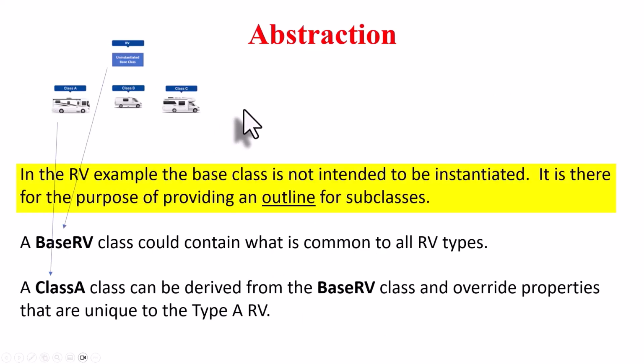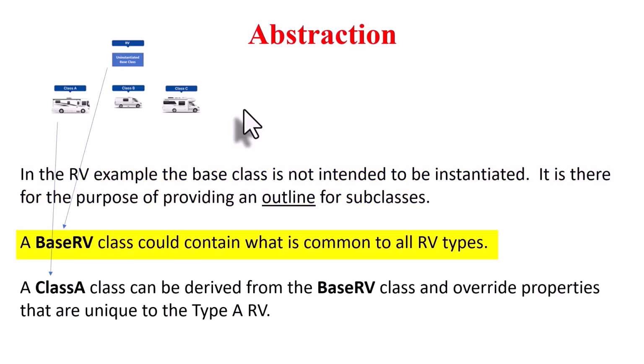Now, if you look at this in the RV example, the base class is not intended to be instantiated. It is there for the purpose of providing an outline for the subclasses. A base RV class would contain what is common to all RV types.